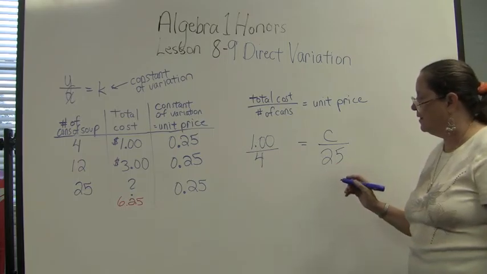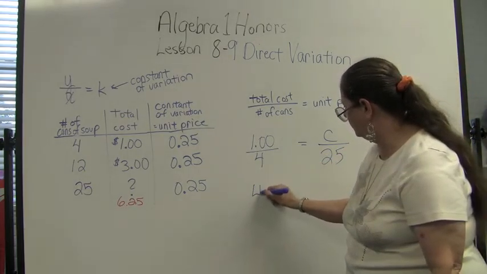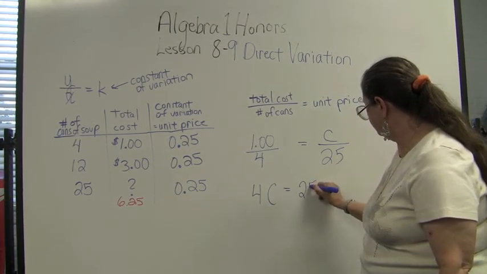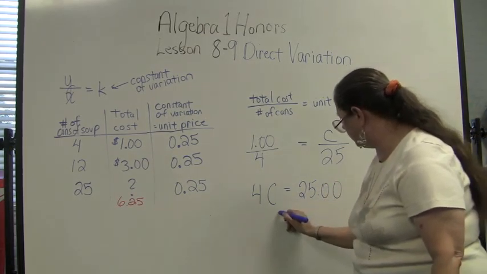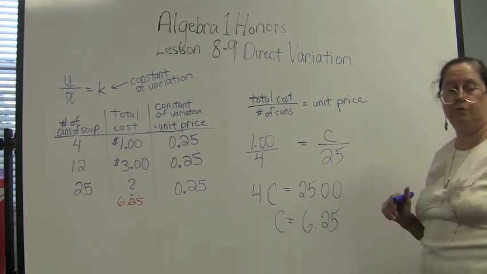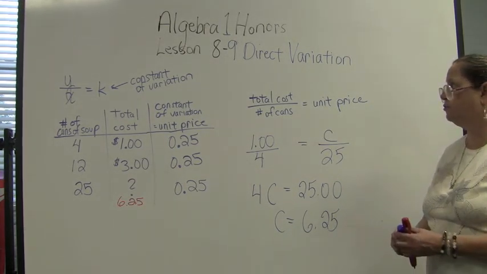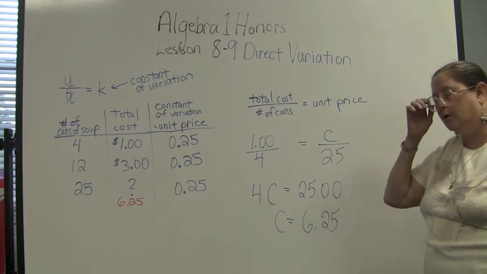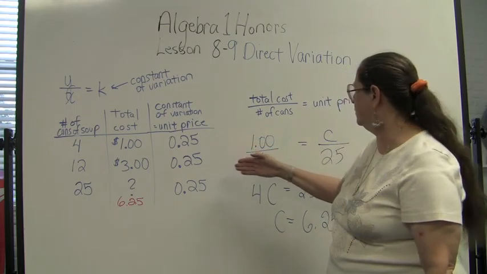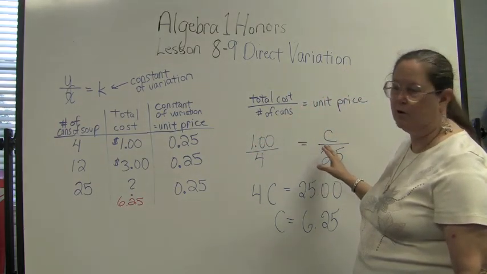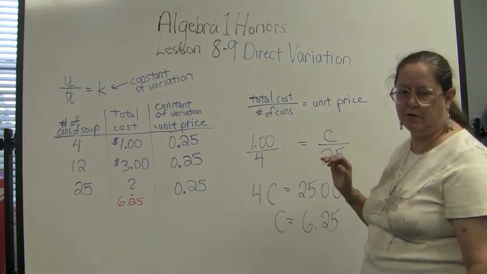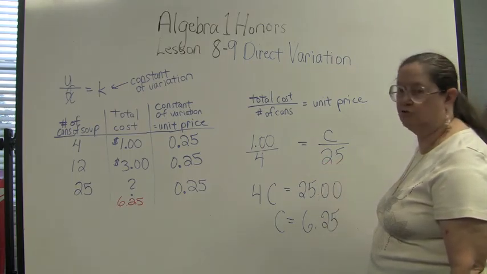for people to see. So now we're going to again cross multiply, and we have 4C equals $25, and C equals $6.25, and we get the same answer. Right? So that's what direct variation is. You can either find the constant of variation and then plug things in and use it to solve, or you can set up a ratio. This is to this as my unknown is to the other known. Right? And that's direct variation.